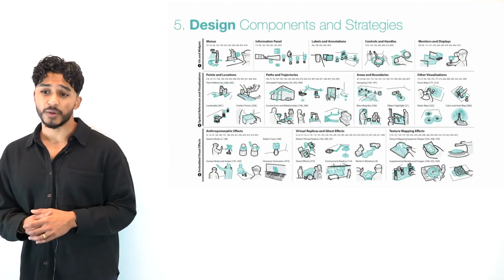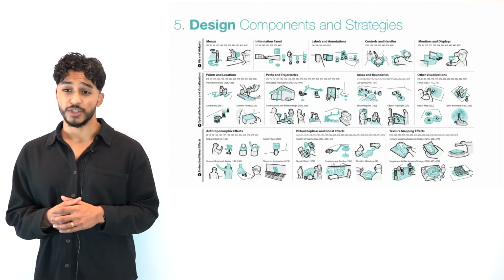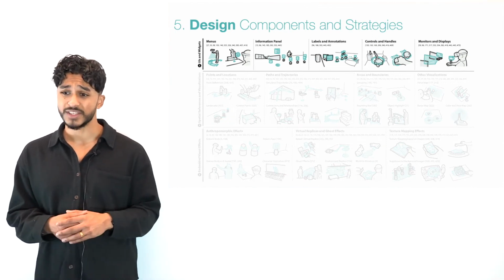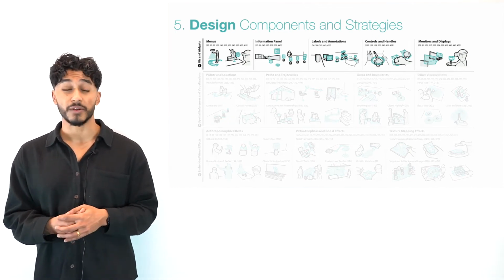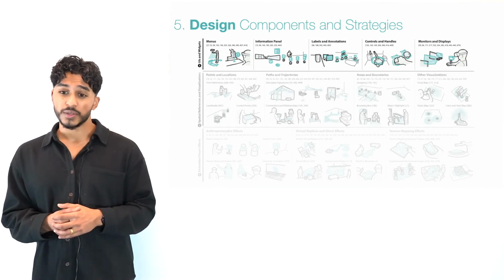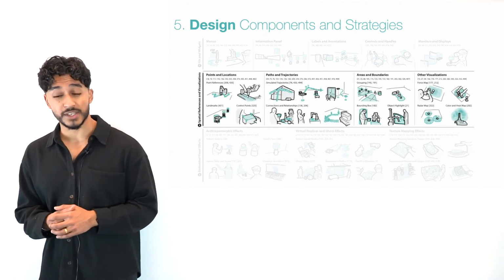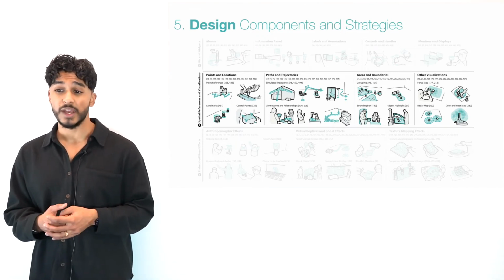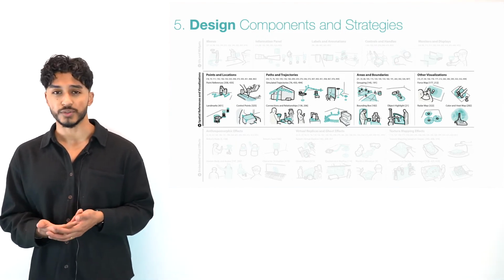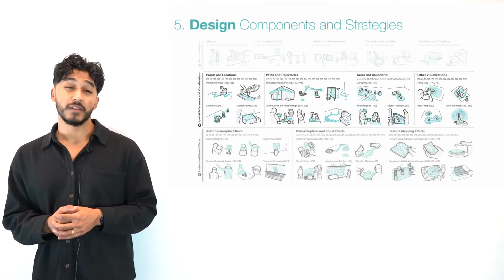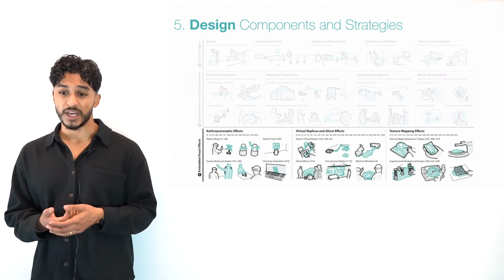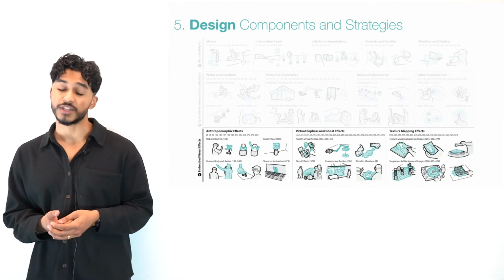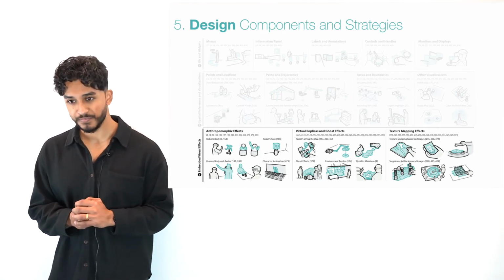In terms of design components and strategies, we had 3. The first is UI and widgets, which included menus, information panels, labels and annotations, controls and handles, and also monitors and displays. We also had spatial references and visualizations, and things that fell under there were points and locations, paths and trajectories, areas and boundaries, and also other visualizations. And finally, we had embedded visualizations, which had anthropomorphic effects, virtual replicas and ghost effects, and also texture mapping effects.